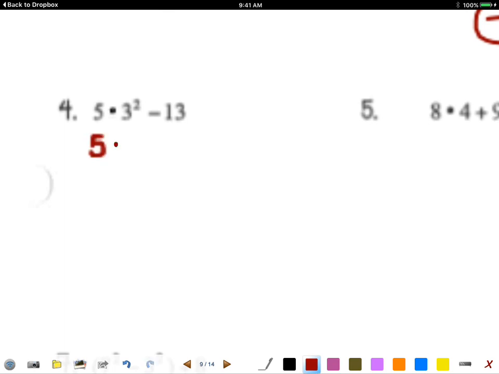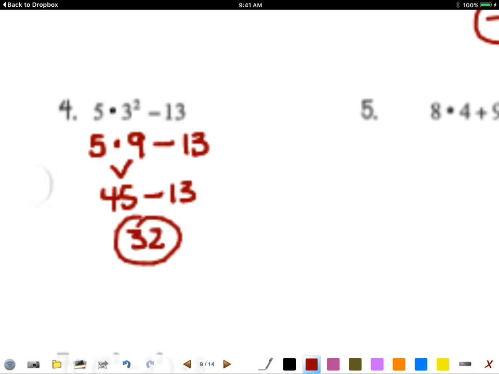Okay, number 4. We don't have any parentheses, but we do have an exponent here. So we're going to drop the 5 down, put our multiplication symbol, and then 3 squared means 3 times 3, which is 9, and bring down the minus 13. After the exponents, we look for multiplication or division, which we see 5 times 9 is 45. And then we're going to subtract 13. 45 minus 13 is 32. 32. Good.